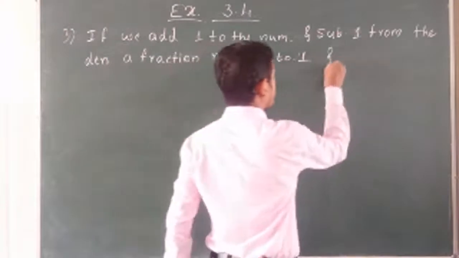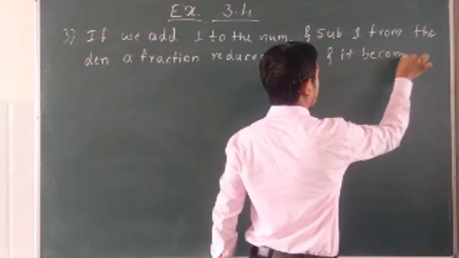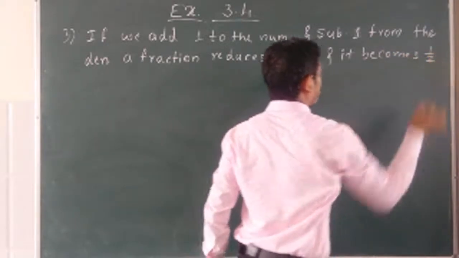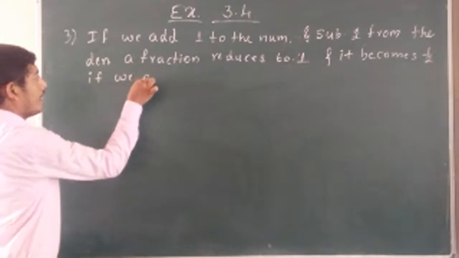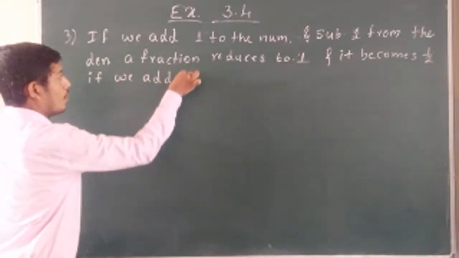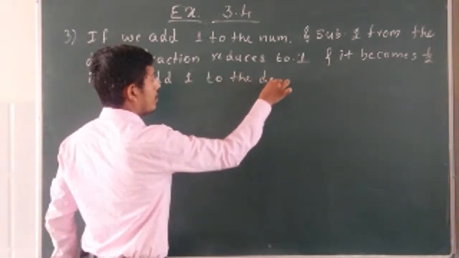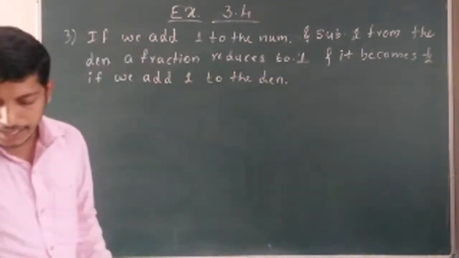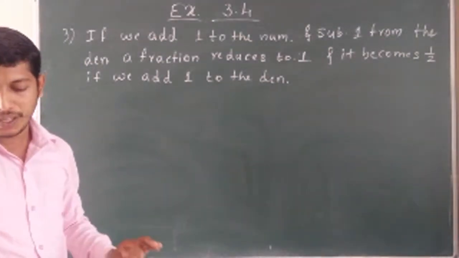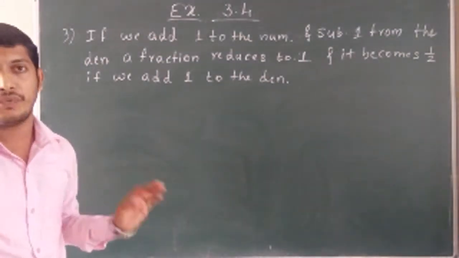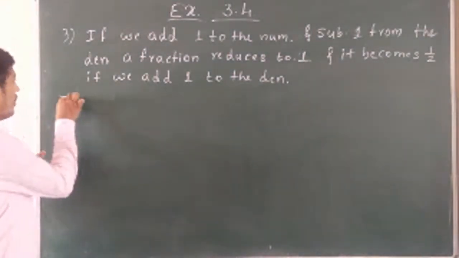It means that the fraction becomes 1 by 2 if we only add 1 to the denominator. What is the fraction? Okay, so now we'll solve this.